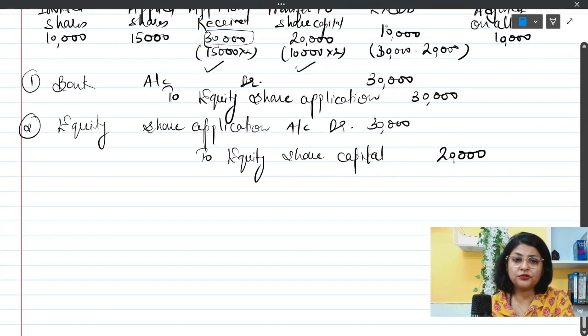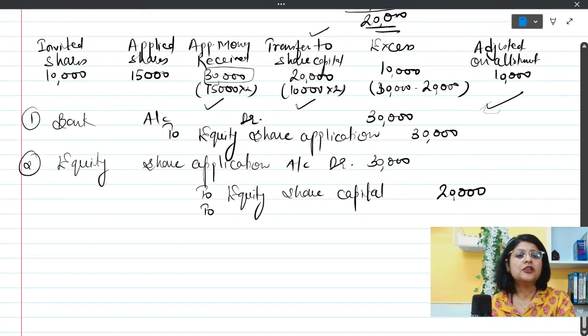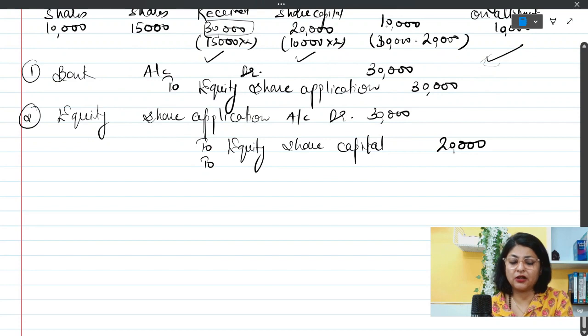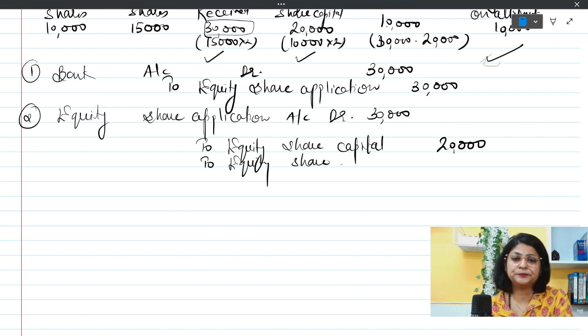But what to do with the excess money? The excess money will be adjusted towards allotment, which we have written over here. So this will be adjusted towards allotment. That is why here we are going to write equity share allotment account, and this is 10,000. Got it? Now it will have impact on the fourth entry also.